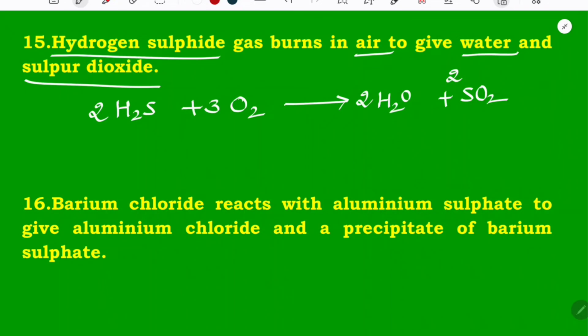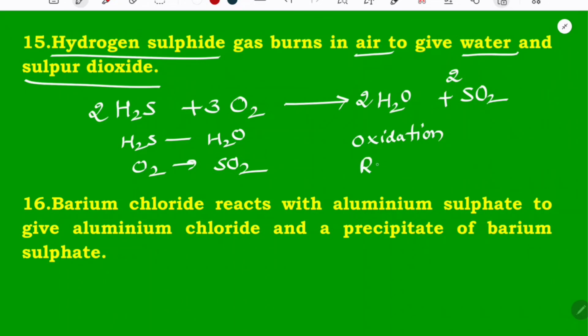So what type of reaction is this one? H2S is converting to H2O, and O2 is converting to SO2. H2S converting to H2O means what? What is that reaction? Oxidation. Metal added means oxidation, non-metal added means reduction. So it is simply a redox reaction. Redox reaction.